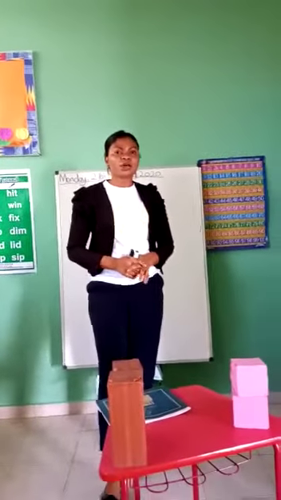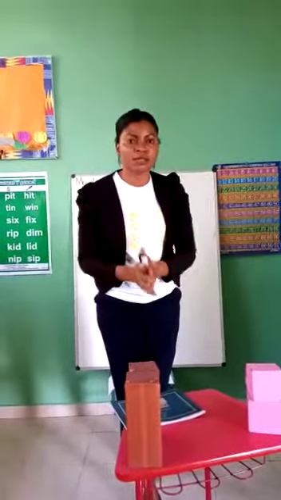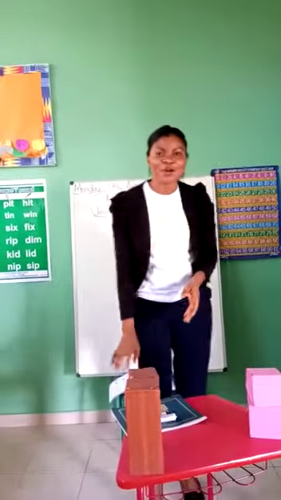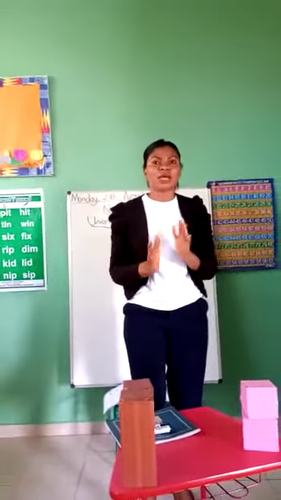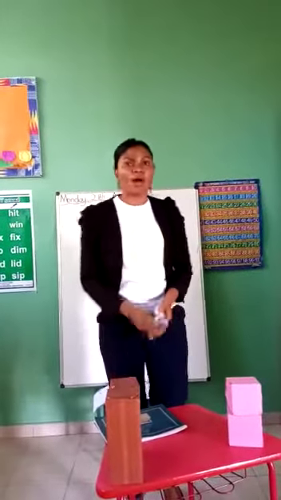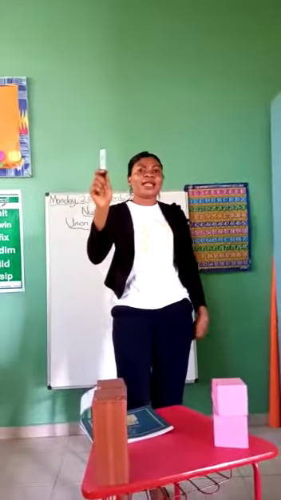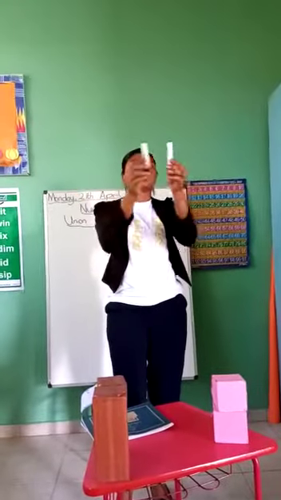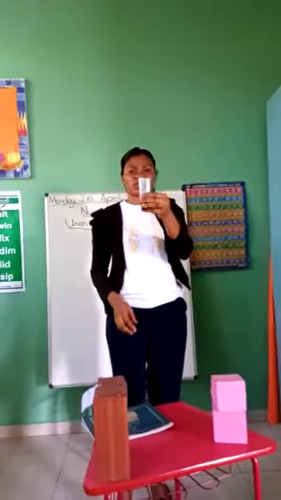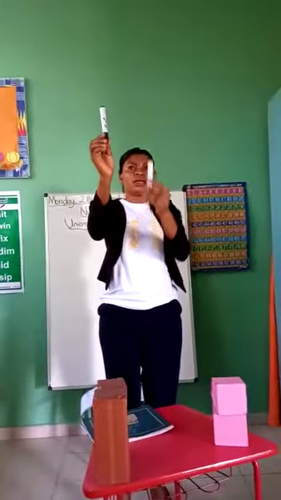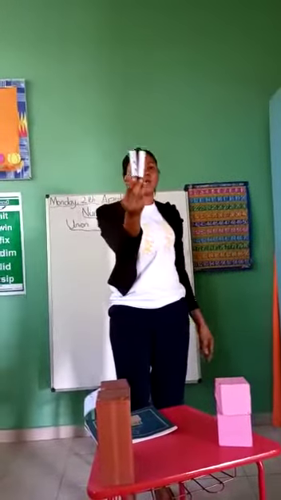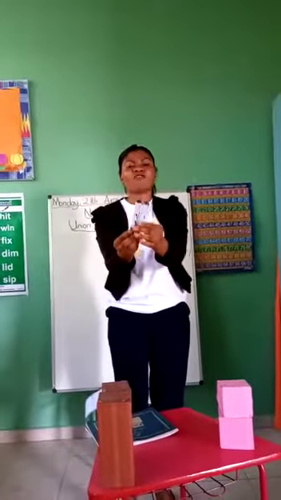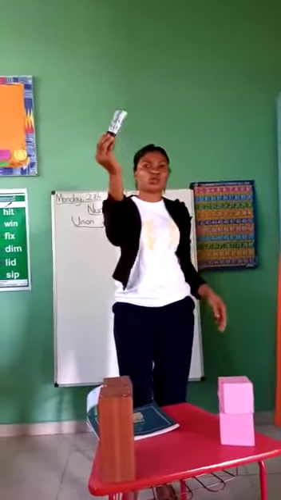Okay, so union means what? Putting something together. So if you have one marker and another one marker, and then you want to see the number of markers that you have, you're supposed to put it together, then you count. Now let's count the markers that I'm holding. 1, 2. So I'm holding how many markers? 2. It means I'm putting it together. So this is 2 markers.